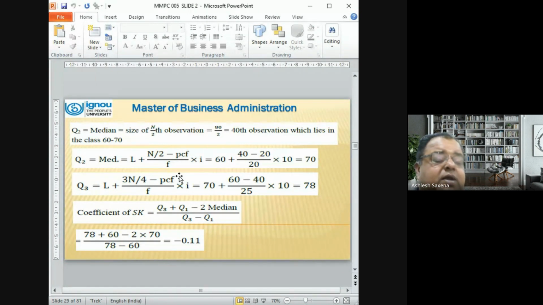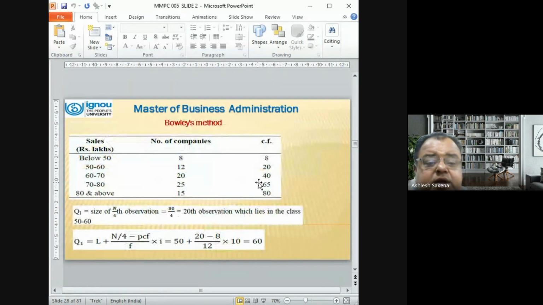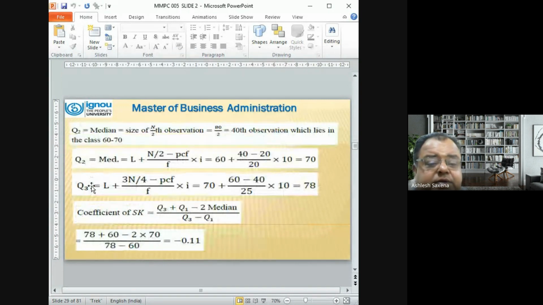Now we have to calculate Q3. Q3 is 3N by 4. 3N by 4 will come out in this class, where cumulative frequency is 65. Your PCF will be 40, your f will be 25, and your L will be 70. See, 70 plus (3N by 4 is 60, minus 40) by 25 into 10, which comes out to be 78.